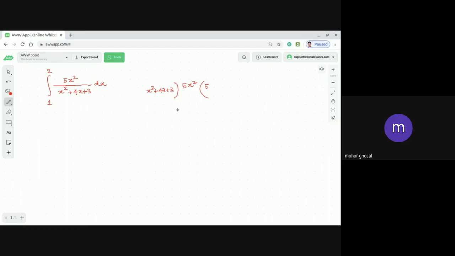I did the same thing, but I took 5 outside the integration. That's fine. My question was not whether you took 5 outside the integration or not. You can take 5 outside the integration, no problem. My question was, if you divide 5x square by x square plus 4x plus 3. I took 5 outside, so I do it this way. That is also fine. But the question was what is the quotient and remainder? So then you'll get 5x square plus 20x plus 15, correct or not?